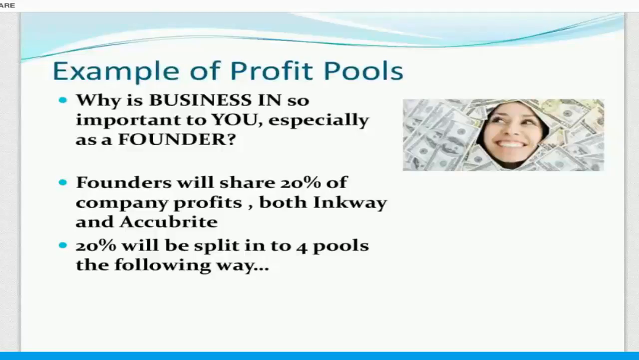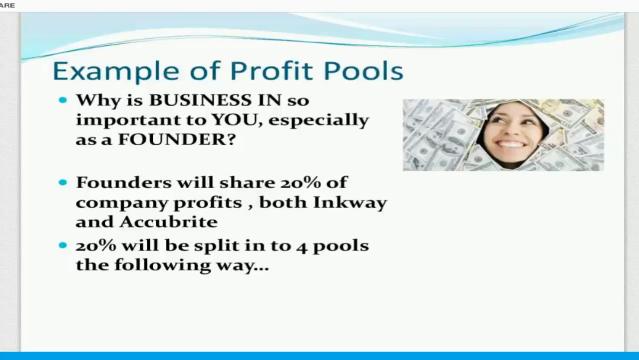out for themselves. So we talked about these profit pools, and the thing is, you share 20% of company profits in both Inkway and AccuBrite. The one you have control over is Inkway. The one I was just bragging on Lenny for is AccuBrite. We go out and we sell to catalog companies, big box stores, other places like that. Not what you're selling at all, but other products. And when those profits come in, 20% of them go right into the founder pools that get split out end of December, end of June.